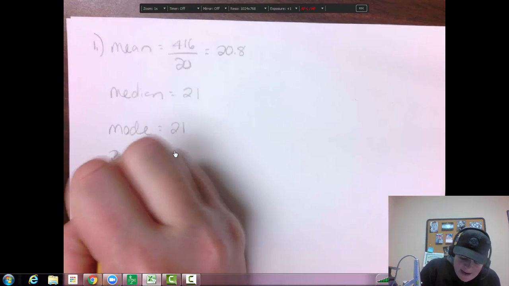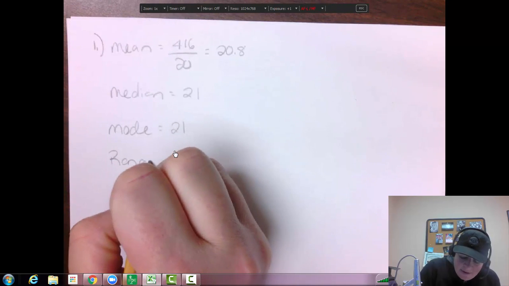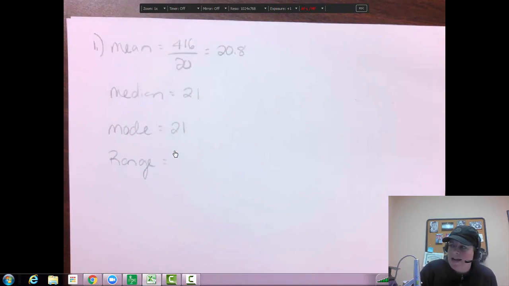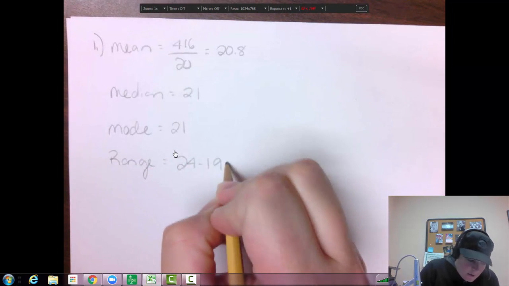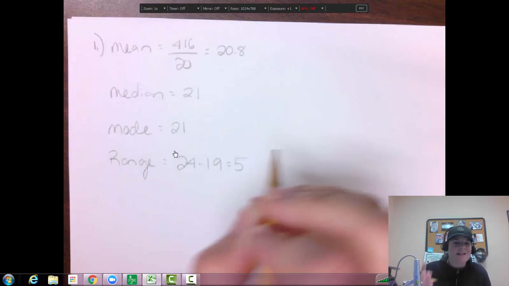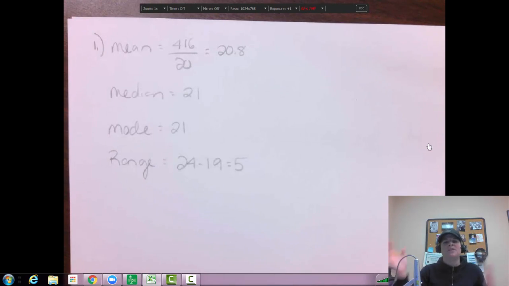So we could find the range by the highest number subtract the lowest. Well, our highest number was 24 and our lowest number was 19. So our range is only going to be 5. That is super low, right? So our range of numbers, there's only 5 different numbers that are showing up, or the range of numbers is between 5 numbers.